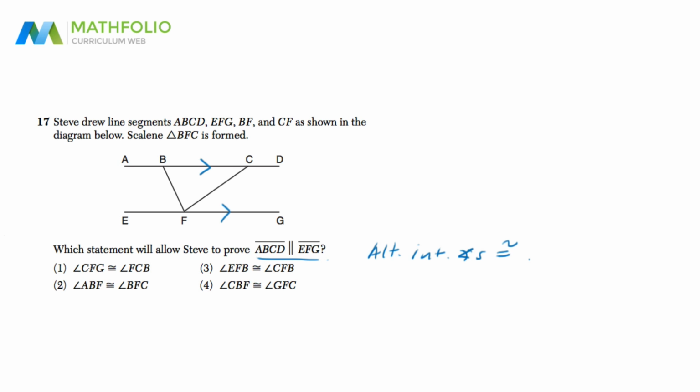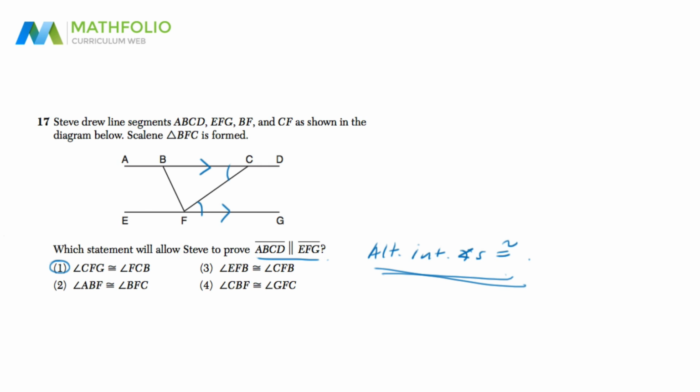The first case, CFG, C to F to G. If we know that this angle is congruent to FCB, F to C to B, well, if we know that CFG, this angle here, is congruent to FCB, that's it. That's our alternate interior angles. And therefore, we know that alternate interior angles are congruent, then that's enough to prove these two lines are parallel.